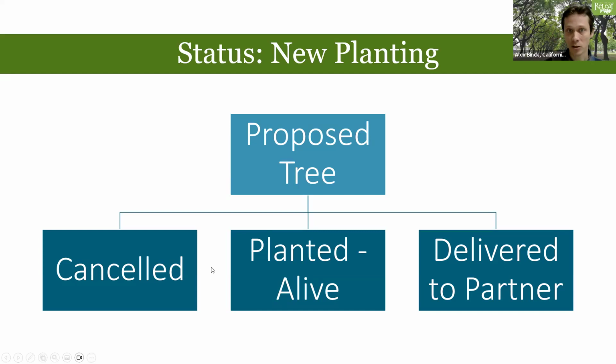The first is canceled. If that tree site didn't work out, they don't want to plant it there or something, you can move it to canceled. Planted alive: once you've planted it, of course, you would move it to that. Or if it's more of a tree giveaway where you're not actually there for the planting, you can put it as delivered to partner. And again, that's because we want to be aware that those trees probably were planted, but there is a significant fraction of them that might not be.